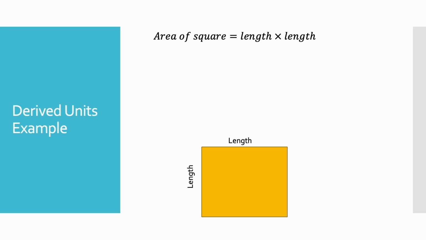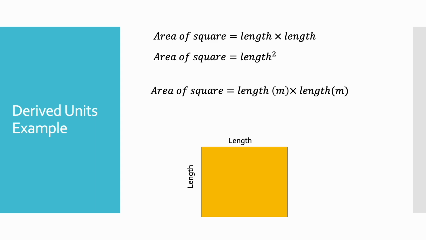The area of a square is a derived unit. Area is found by multiplying the length by the length. If we write this mathematically, area of square is equal to length multiplied by length, or in terms of units, area is equal to meters multiplied by meters. Okay, so length is measured in meters. So meter multiplied by meter gives us meter squared.